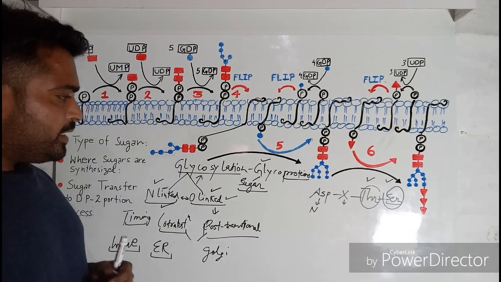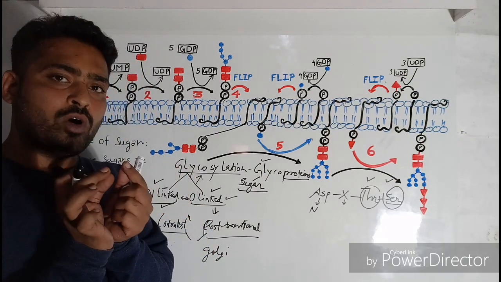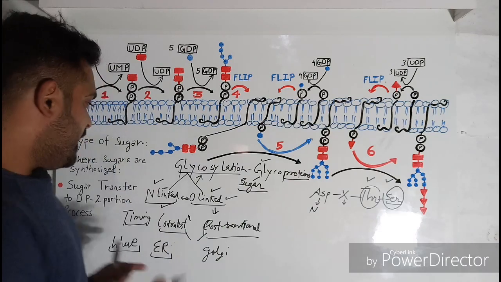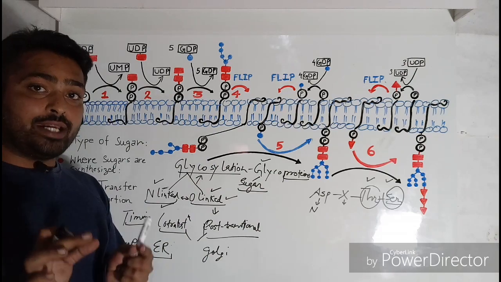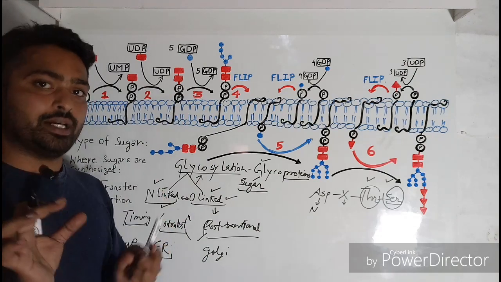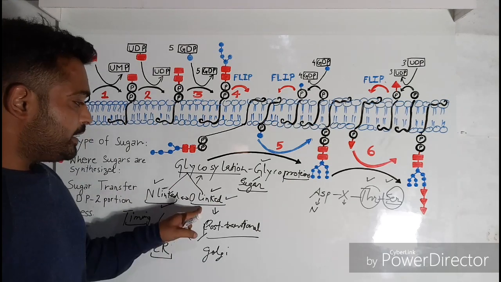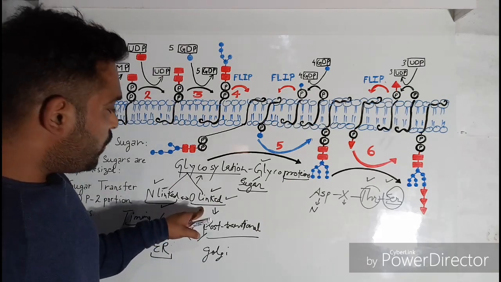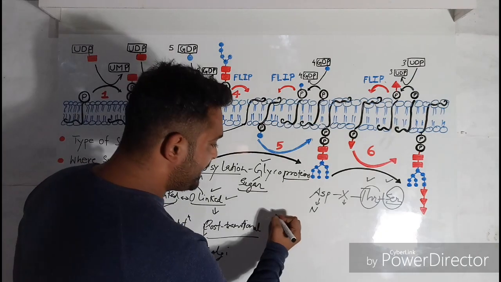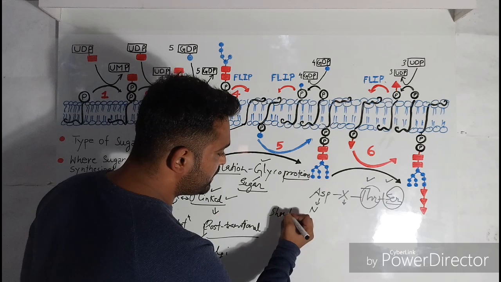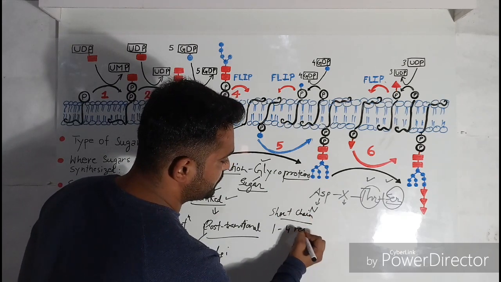There is one more difference, and that is the length of the carbohydrate chain, the oligosaccharide chain. In N-linked glycosylation, the sugar chain is composed of 10 to 12 sugar residues. So this is larger and it is complex. O-linked glycosylation contains a short chain of oligosaccharide, 1 to 4 residues.